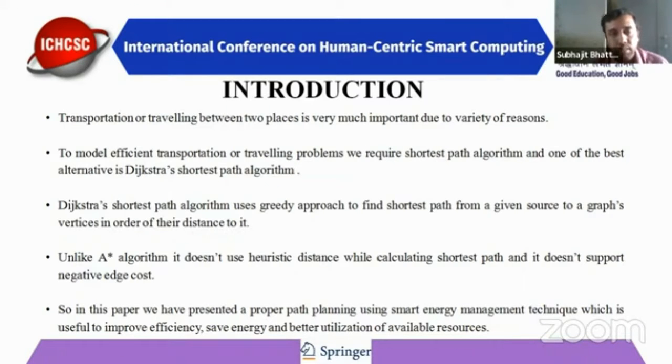So heuristic distance calculation is very difficult, and if the heuristic distance is not accurate, we do not get any accurate result. That's why we are eliminating the A-star algorithm. And here we did not consider the negative edge cost.